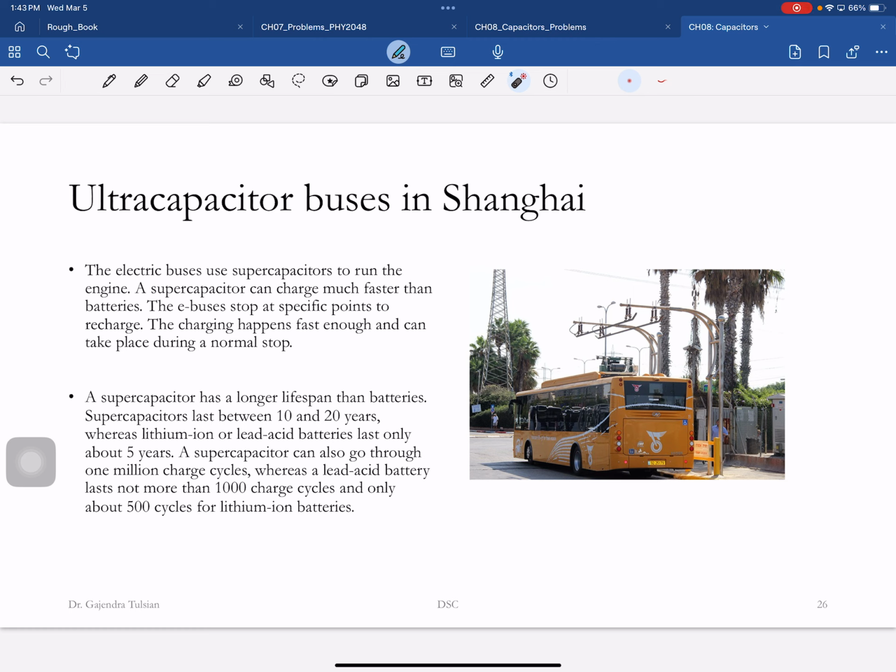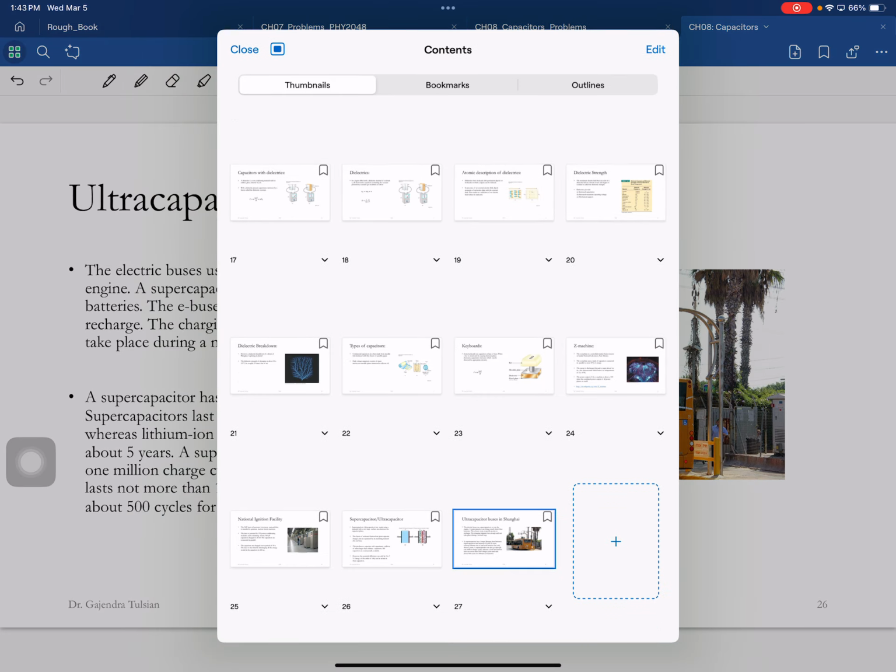The advantage of capacitors is, we'll talk about supercapacitors. They can last up to 20 years, and they can be charged millions of times. A lithium-ion battery lasts only about 5 years, and it can be charged only 500 cycles. So we'll talk about uses of capacitors.